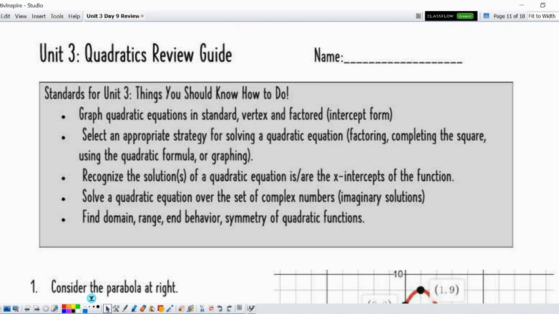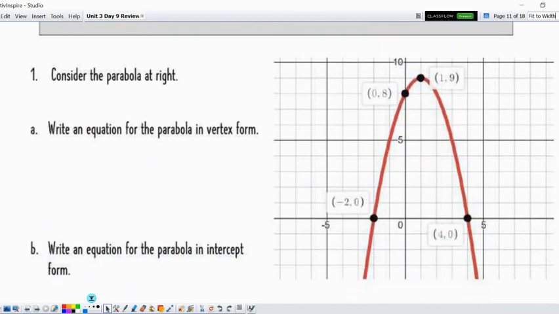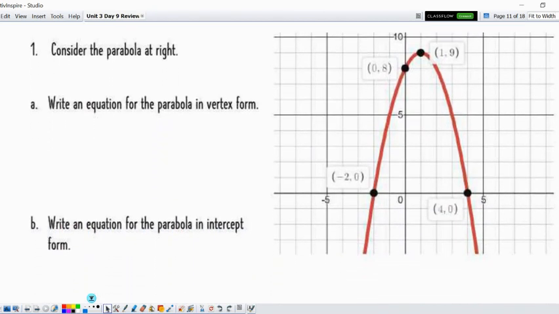All right, we're going to work through our quadratics review guide, and we're going to start with graphing. We should be able to graph quadratics in standard, vertex, and factored form, and know that the x-intercepts are the solutions. So we're going to start with this parabola on the right and write it in each of our three forms, starting with vertex form.